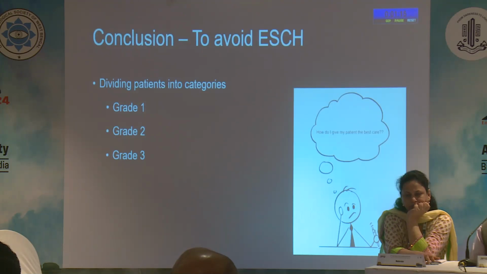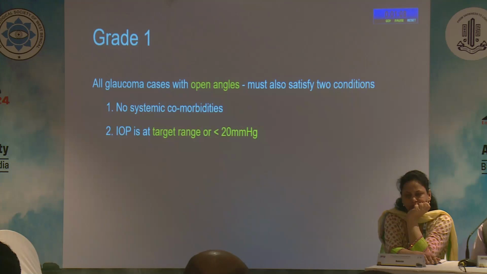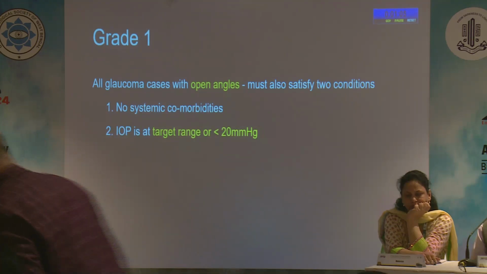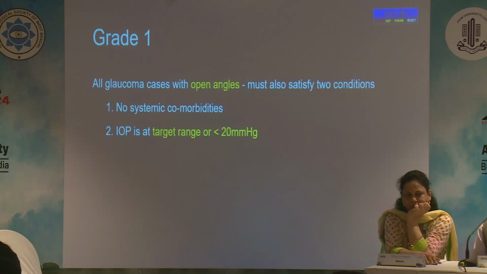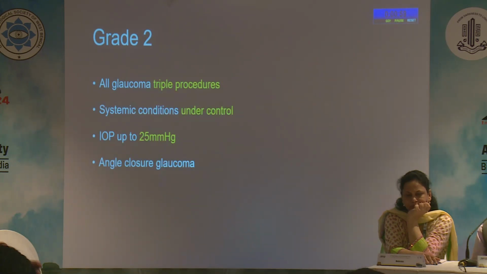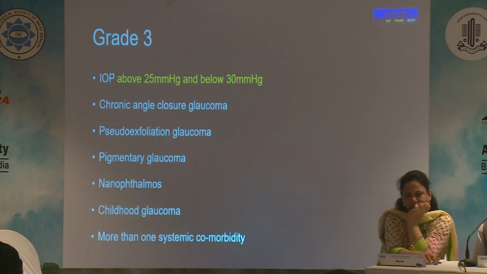Now, we divide glaucoma patients that require surgery into 3 grades in ascending order of severity with an increased risk of complications. Now, grade 1 includes all glaucoma patients with open angles, no systemic comorbidities, and IOP in the target range or less than 20 millimeters of mercury. Grade 2 comprises patients that need glaucoma and cataract surgeries, controlled systemic comorbidities, and IOP up to 25 millimeters of mercury and closed angles. Patients with an IOP between 25 and 30 millimeters of mercury and other glaucoma conditions that do not satisfy group 1 or 2 come under the third category.